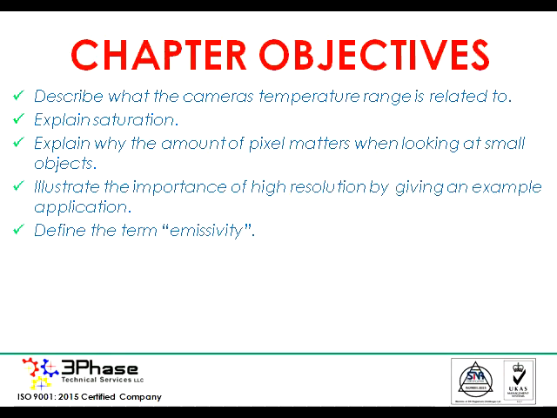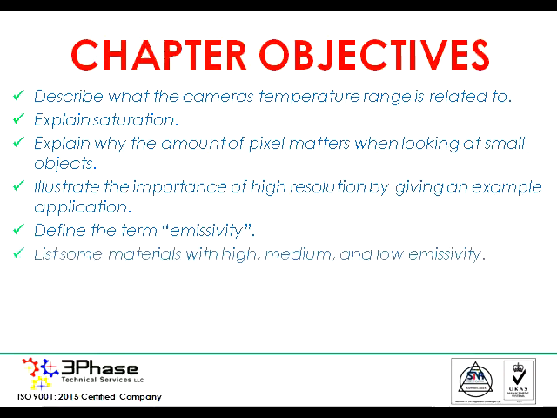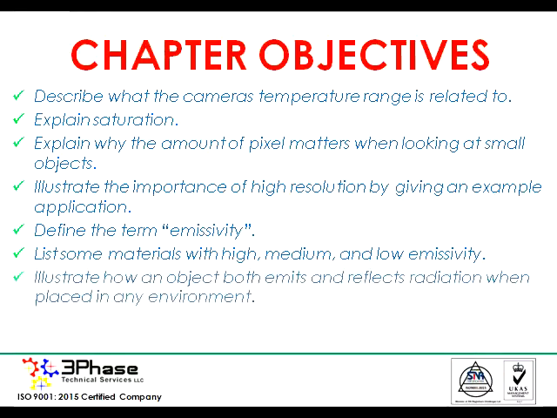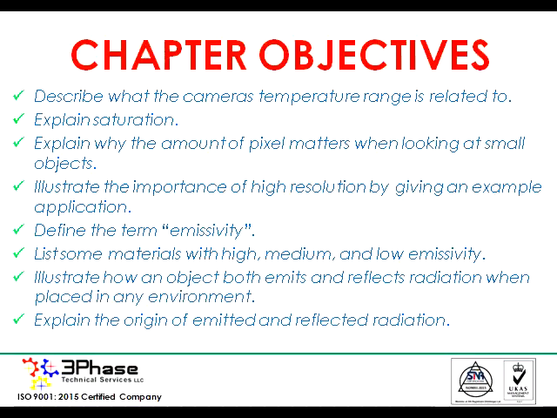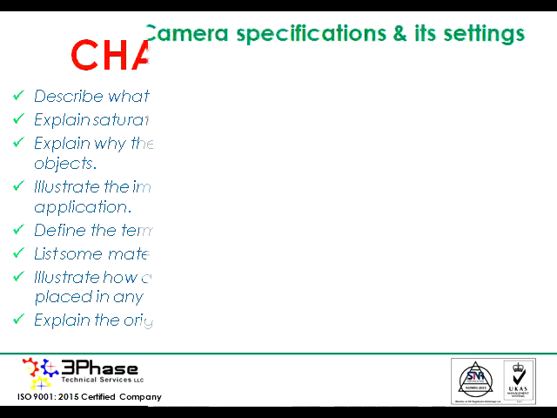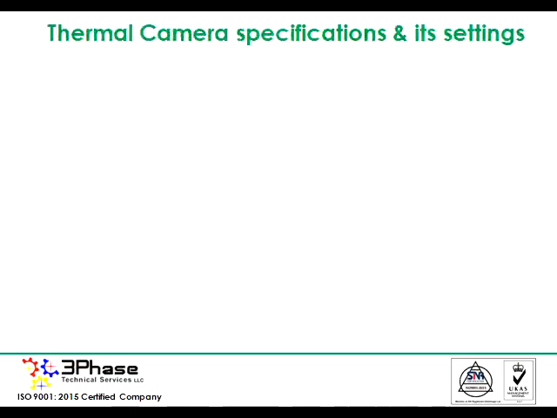define the term emissivity, list some materials with high, medium and low emissivity, illustrate how an object both emits and reflects radiation when placed in an environment, and explain the origin of emitted and reflected radiation. Thermal camera specifications and its settings.